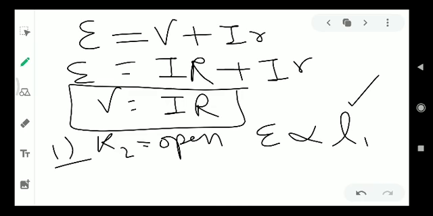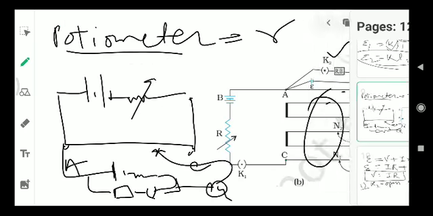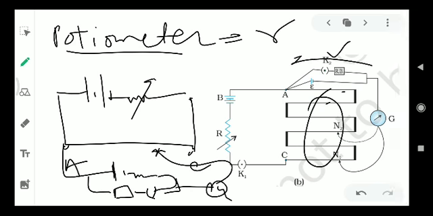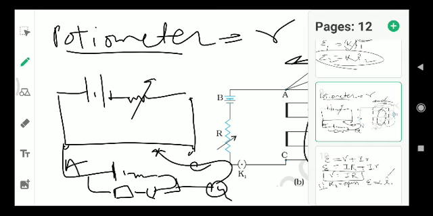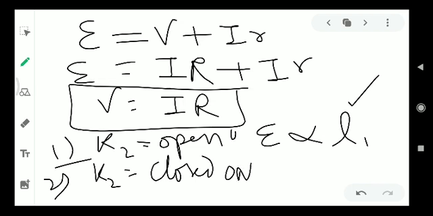Why will it correspond to the EMF of the cell? Because current is not going into this part of the circuit. So this will simply calculate the EMF of the cell, right? Then step number 2. In step number 2, we will put this key into the circuit and we will close the key. Now the switch is on. Here the switch is on. Here the switch is off. We will find out the balance length.